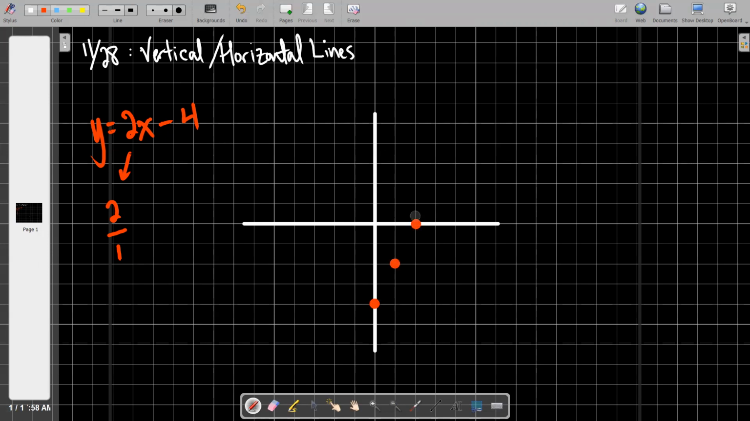Up 2, right 1. Up 2. Or conversely, back down into the left. But we know it has to be uphill because 2 is a positive number. And the ratio of the uppy-downy and the sidewaysy is 2 to 1. Good, good? Is this coming back to you?